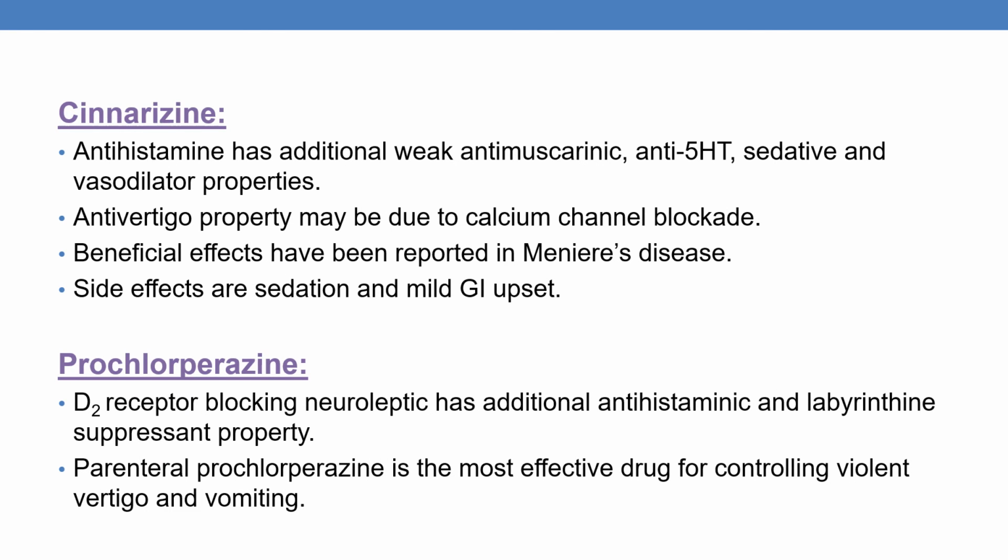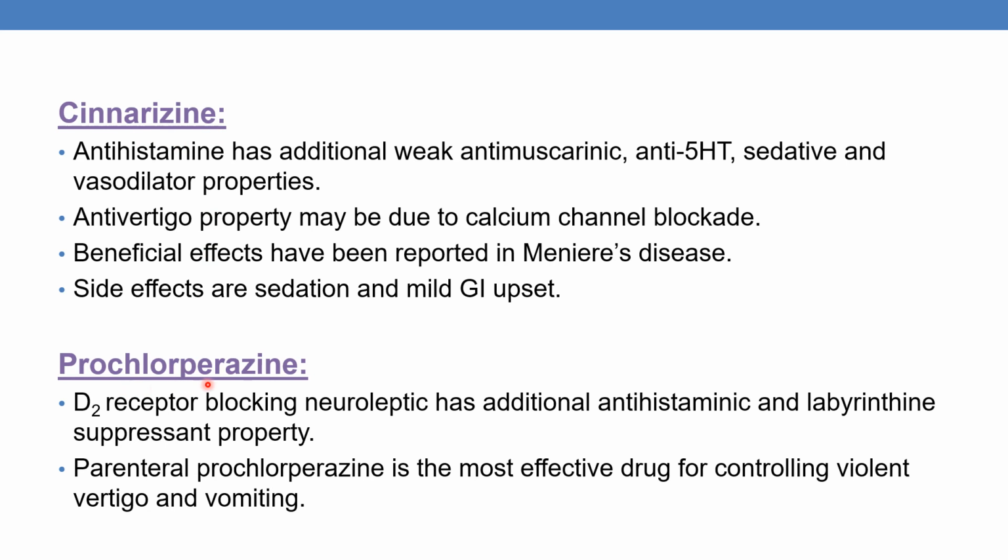The next drug is cinnarizine. It is an antihistamine, has additional weak antimuscarinic, anti-5-HT, sedative and vasodilator properties. Anti-vertigo property may be due to the calcium channel blockage of cinnarizine. Beneficial effects are reported in Meniere's disease. Side effects of cinnarizine are sedation and mild GI upset. It is used as an adjuvant in the treatment of vertigo.